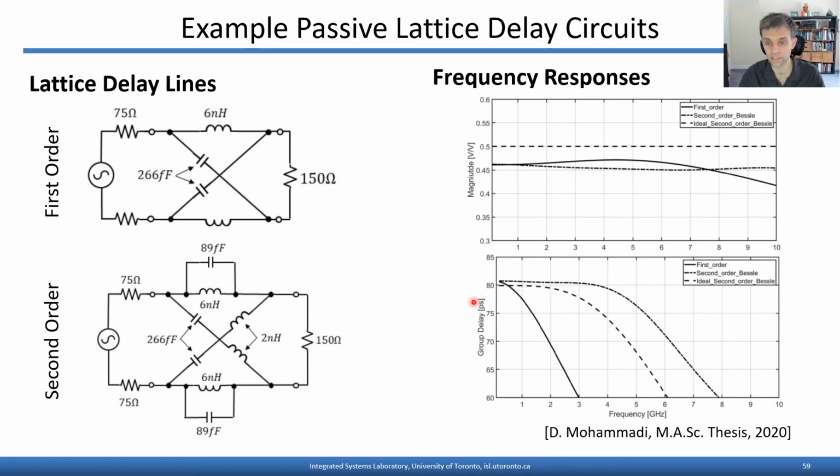The group delay response is plotted here on the bottom. So again, a second order Bessel response would be constant at around 80 picoseconds up to 4 gigahertz with these component values, but introducing the inductor parasitics for integrated circuit inductors lowers the bandwidth over which constant group delay can be maintained down to about 3 gigahertz. But again, this could still prove useful for some analog signal processing with this delay of 80 picoseconds up to about 3 gigahertz.